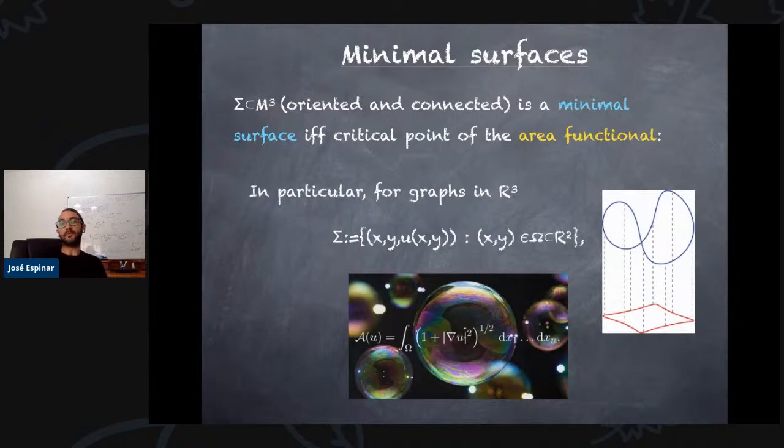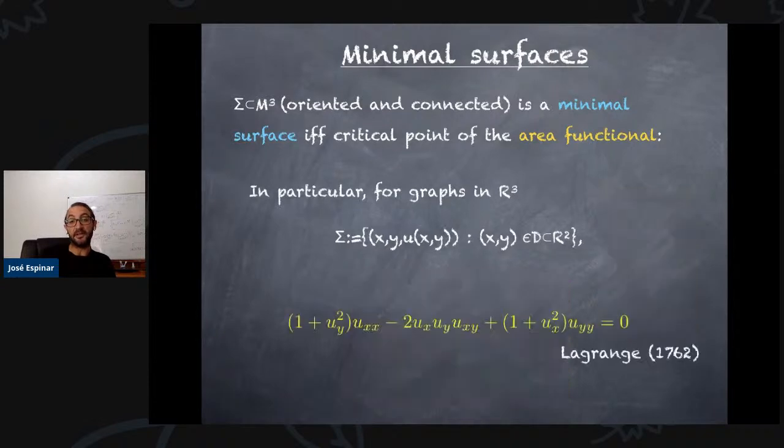So, for example, an interesting exercise for students is the following: take a graph in R3. We know that the area of this graph is given by this integral here, the square root of 1 plus the square of the gradient, and do a variation of that. If we do a variation of that, Lagrange did in 1762, and found that in order for this graph to be a minimal surface, we have to verify a second order PDE. That is this one. Okay. So far, we have an equation to find minimal surfaces.